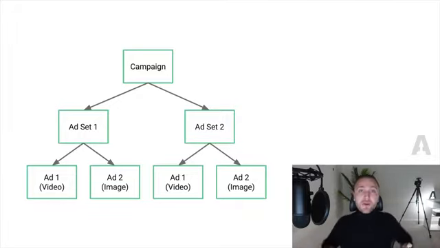And within those two ad sets, we have two different ads we're testing out as well. So we have ad 1 and ad 2. Ad 1 could be a video showing somebody giving their dog this treat. Ad 2 could be an image of a dog eating a treat or a very happy looking dog.